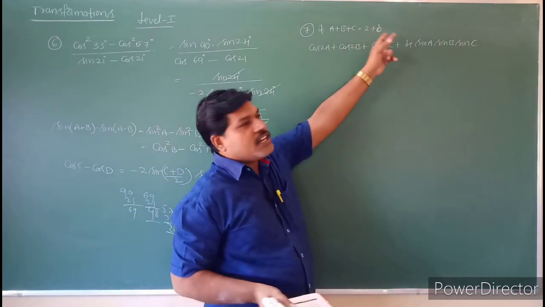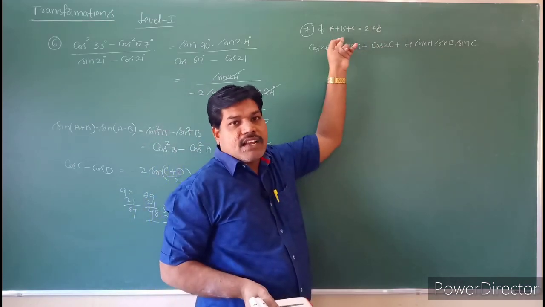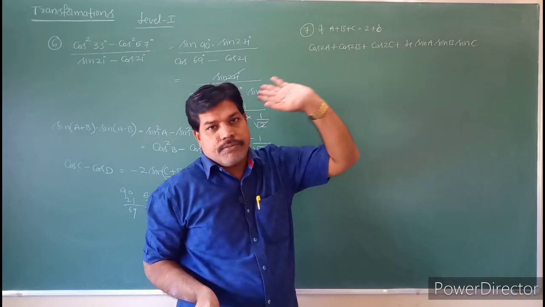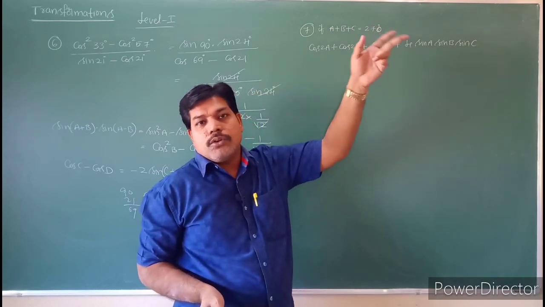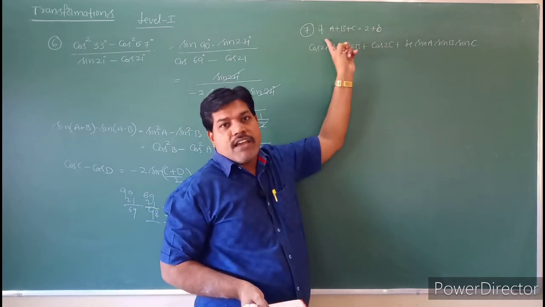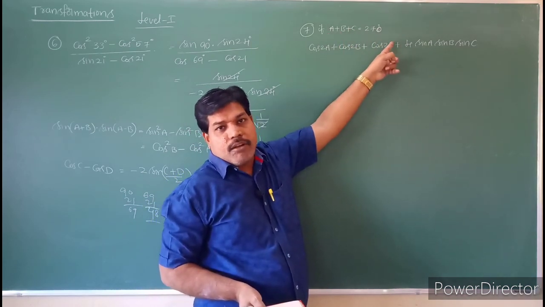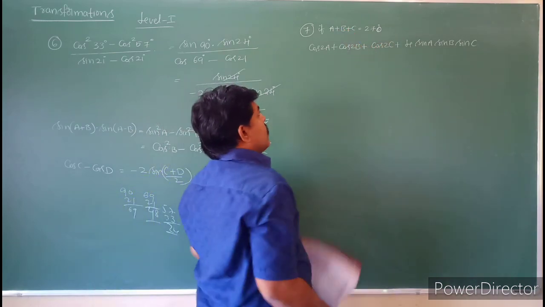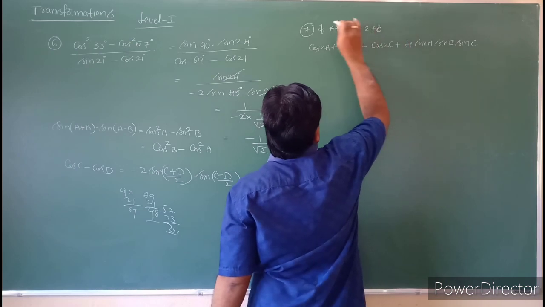A plus B plus C is 270. Three angles are there, yes or no? If I take A is equal to B is equal to C, it will become 3A is equal to 270. So A will become 90 degrees. So A plus B plus C is 270. So I will take that.